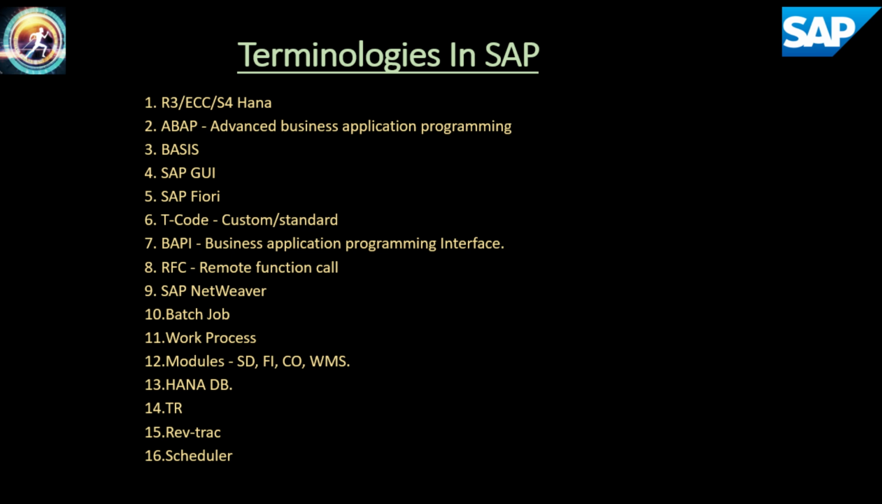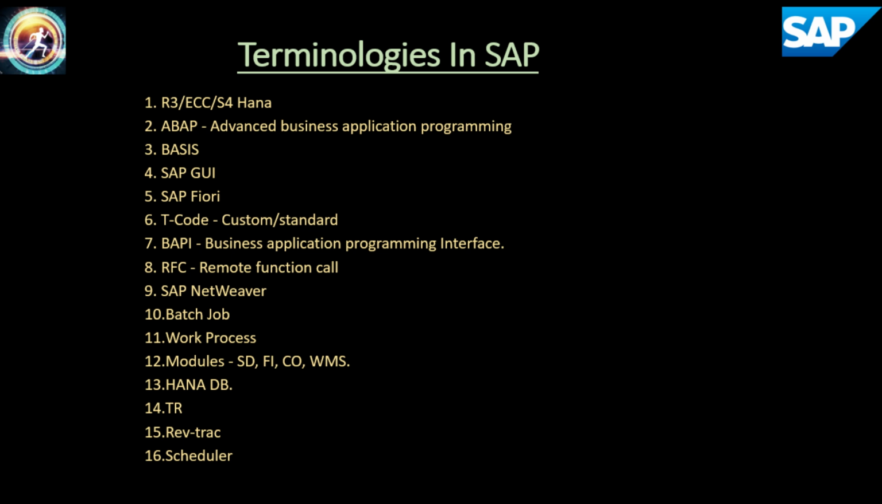R3 stands for real time, you know, real time processing. So they named their earlier 3-tier architecture R3. Then from there they moved to the ECC product, which stands for ERP Central Component, and that was one of the big success stories. Then recently, in the year 2015 plus, they introduced S4 HANA, which stands for Suite for Business. So these are different SAP products which they have released over time.